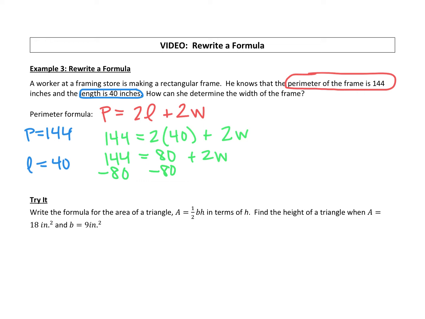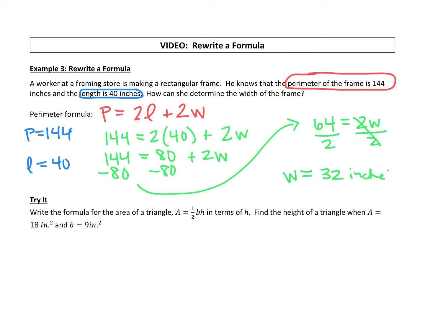144 minus 80 is 64. I'm going to transfer my work over here because I'm writing big. So 64 is equal to 2W. Then we can divide both sides by 2. We are dividing because W is being multiplied by the 2. That cancels, leaving us with a width equal to 32. And then the label that we want, we are in inches on this problem, so 32 inches.